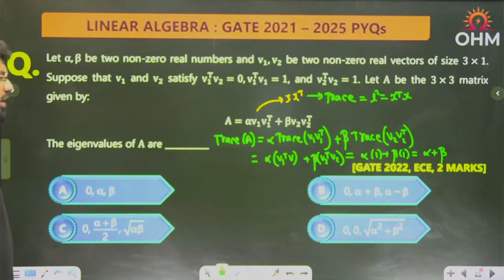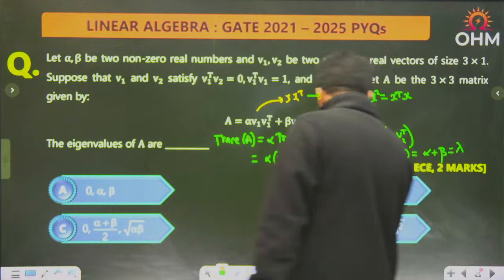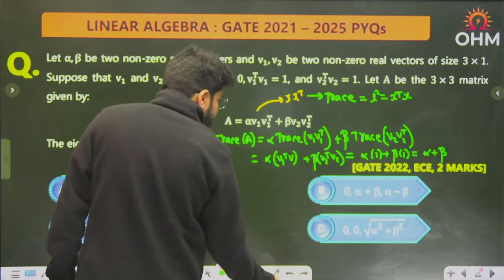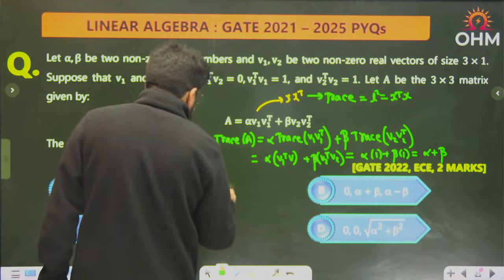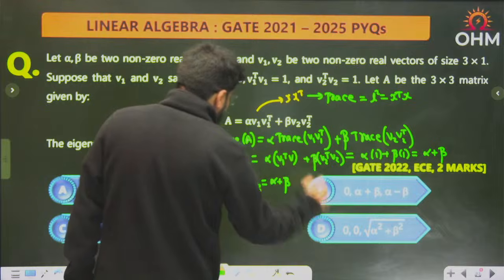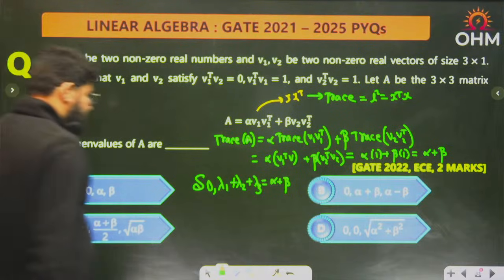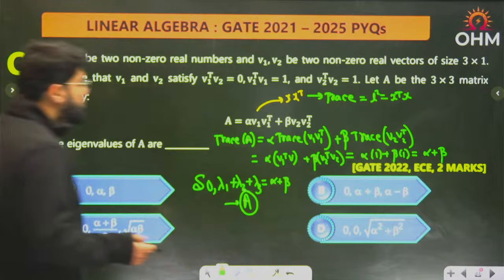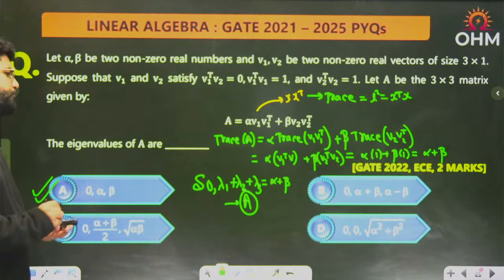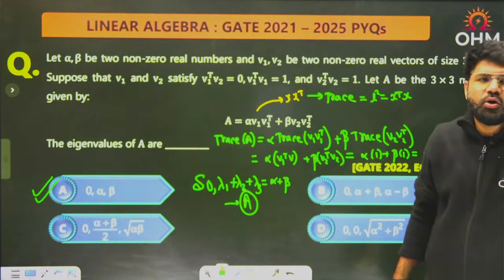Okay, but what is my answer? The trace of the matrix should be alpha plus beta, and trace is the sum of the eigenvalues. So whichever option is correct, lambda 1 plus lambda 2 plus lambda 3 should be the trace of the matrix, alpha plus beta. 3 eigenvalues, since it is a 3 cross 3 matrix. But which option satisfies this? B will fail, D will fail, C will fail, only option number A.